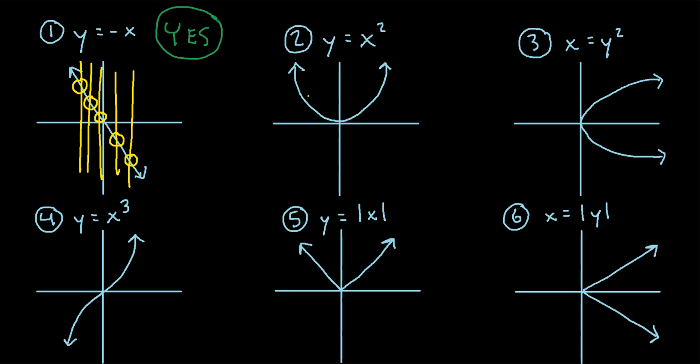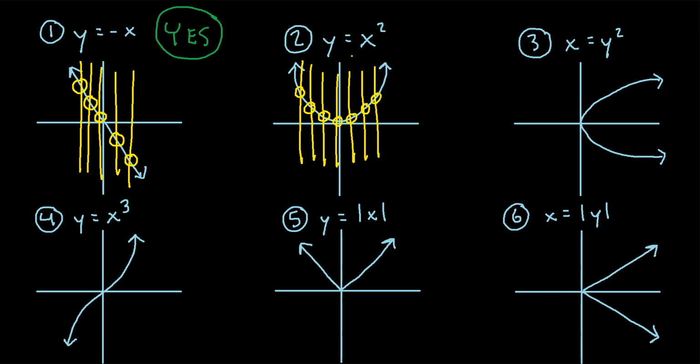So let's check out example number 2. We have y equals x squared. So again, we can use the vertical line test to draw a bunch of vertical lines through the graph. And if any of these vertical lines cross the graph more than once, then it's not a function. So we can see for each of these vertical lines, they're only crossing the graph at one point. So this vertical line crosses right here, this one crosses right here, this one crosses right here, and so on. Each of these vertical lines is only crossing the graph at one particular point. So we would also say that yes, this graph also represents a function.